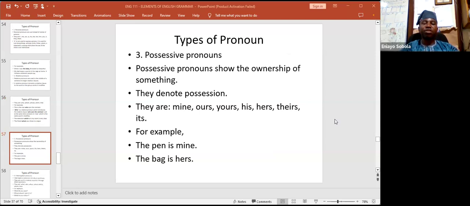The third one is possessive pronouns. Possessive pronouns show the ownership of something by denoting possession. They are mine, hers, yours, his, ours, theirs. For example, the pen is mine. Mine is a possessive pronoun. The bag is ours. Likewise, ours is a possessive pronoun.